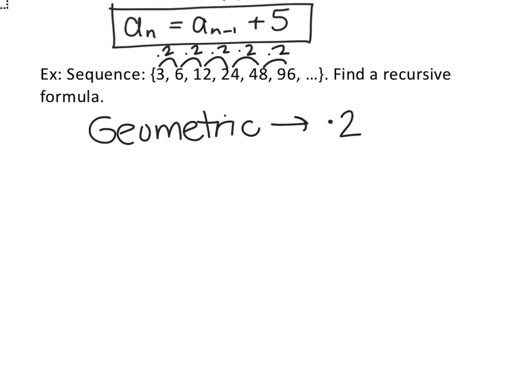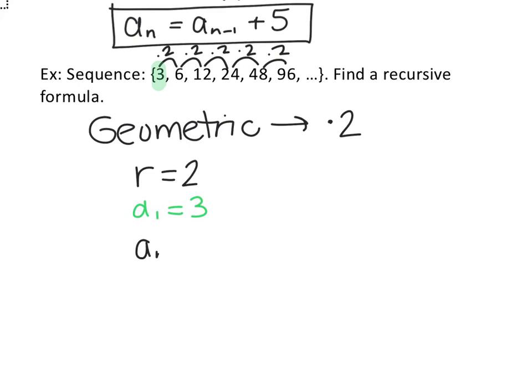So next we need to figure out what our r is, our common ratio. Our common ratio is 2, we just said that. Now we need to figure out what a sub 1 is. A sub 1 is always our first term. So we would write a sub 1 is equal to 3. And now we're going to write our formula.